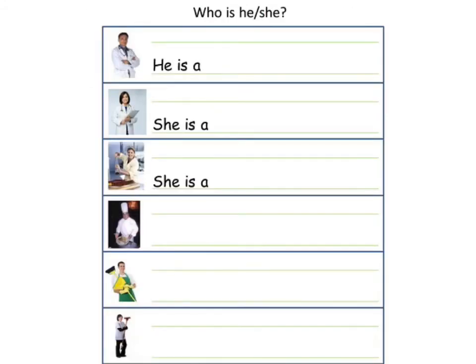Who is he or she? In this exercise, you practice writing a sentence with a job. You complete the sentences for a job. For example, he is a doctor. Here the sentence starts with a subject pronoun, the to be verb, a or an, and the word for the job. Complete the other sentences and write sentences about the pictures.